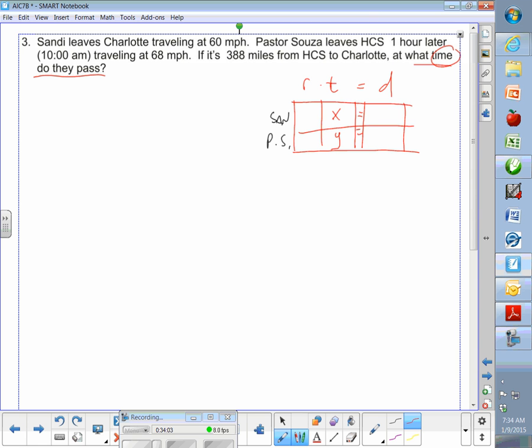Can you find another block from the word problem? Again, pause the video if you want to do it yourself. Sandy leaves Chicago going 60 miles an hour. What's Sandy's rate? 60 miles an hour. Pastor Souza is traveling at what? 68 miles an hour. That's his rate. Okay. How do you get the distance? Remember, rate times time equals distance. 60x, 68y.